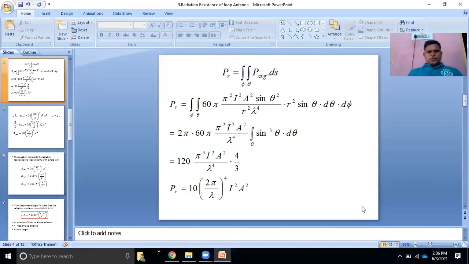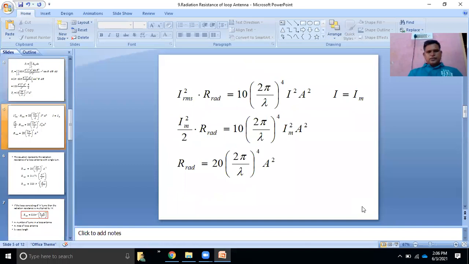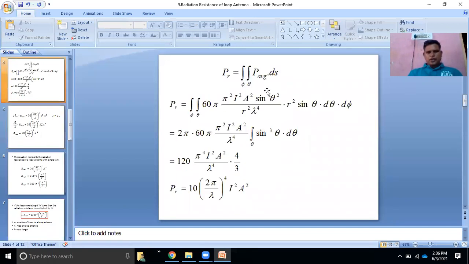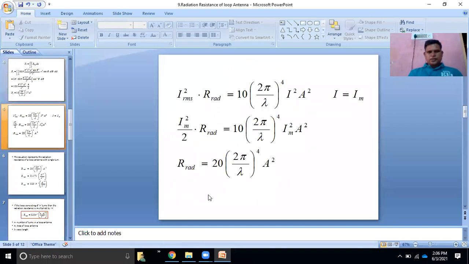Now substitute the first equation and this equation. What is the first equation? The total radiated power is equal to I RMS square into R_rad. Just now we have computed this power, and we substitute here. We get this equation.